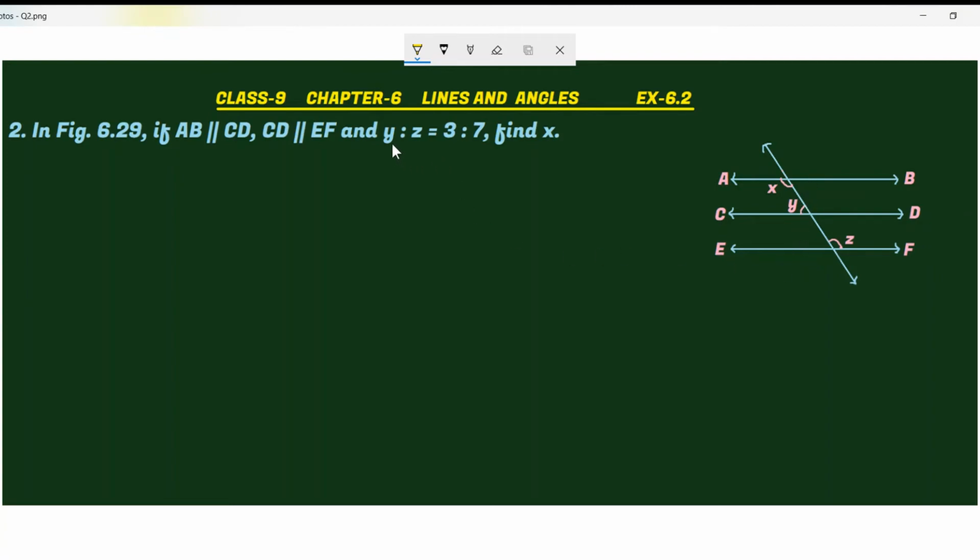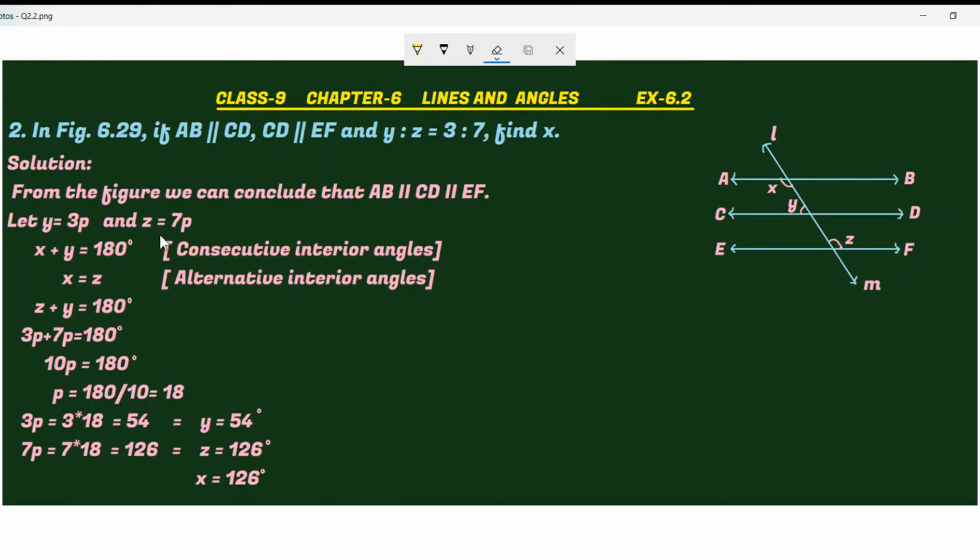And one more thing they have given in the question: y and z are in the ratio 3 is to 7. We have to find x. Let's find out x. Solution. From the figure we have concluded that these three lines are parallel to each other, so I have written here AB parallel to CD and CD parallel to EF. Y and z are in the ratio 3:7, so I let y equal 3p and z equal 7p.